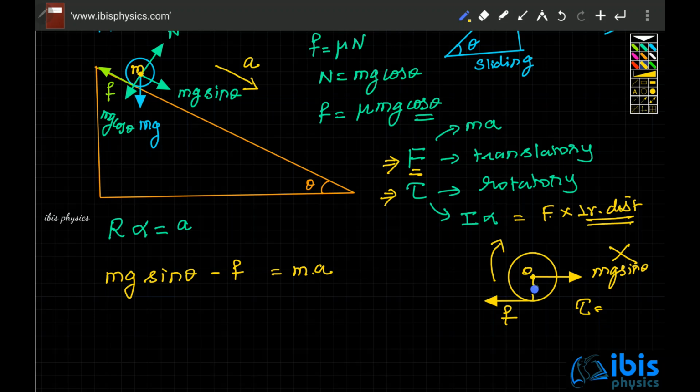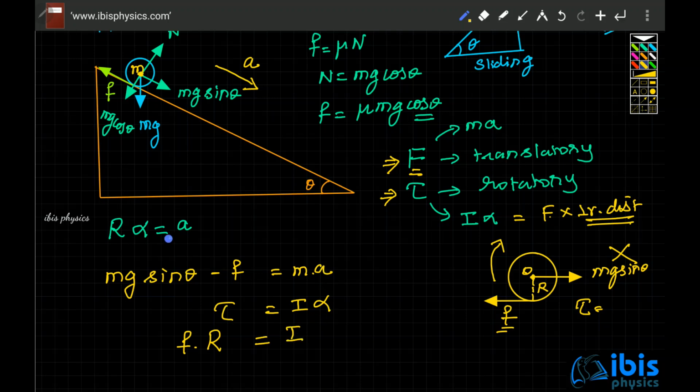So from that point, the perpendicular distance is equal to the radius of the round object. Torque is equal to I into alpha. Here also we are supposed to write the net torque, because the other force does not produce torque, only this one produces torque. So it is force F into the perpendicular distance, which is R, equal to I into alpha.